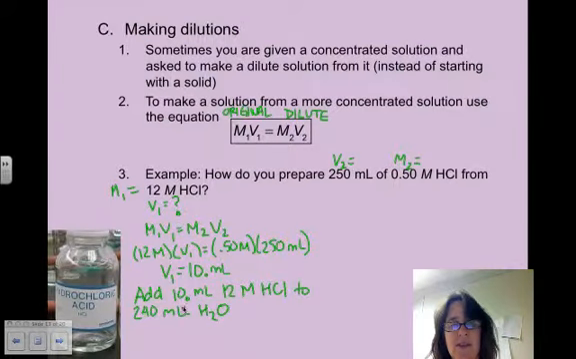You always add the acid to the water. Not that you're really going to do this because it's dangerous to work with 12 molar HCl, but that's how you would do it. So that's another way to make a solution. Alright, so all of these examples were about molarity, which was our first unit of concentration.